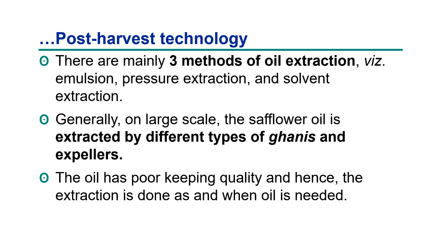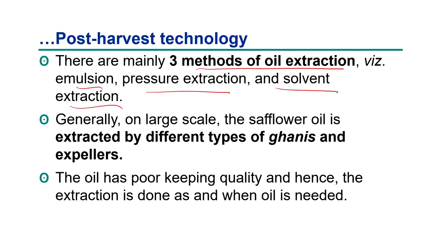There are mainly three methods of oil extraction, for example, immersion method, pressure extraction and solvent extraction. Of course, the recovery of the oil is more from solvent extraction, but this process is quite complicated. Generally, on a large scale, safflower oil is extracted by different types of ghanis and expellers. These are very common methods to extract the oil. The oil has poor keeping quality and hence the extraction is done as and when the oil is needed.